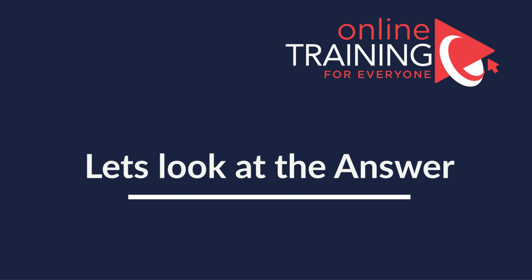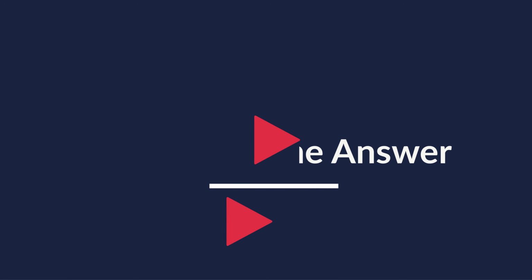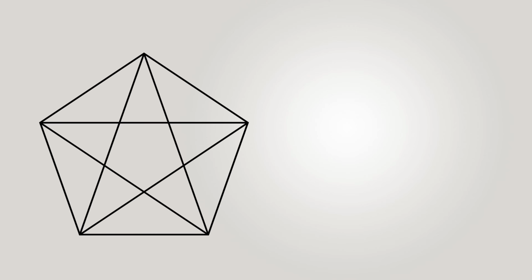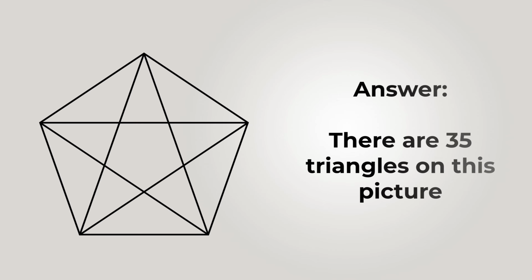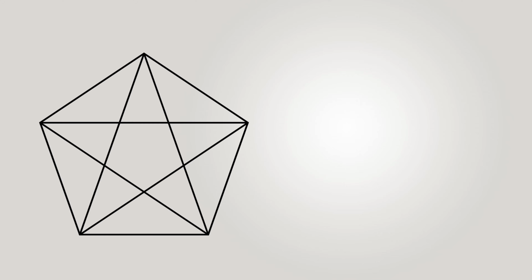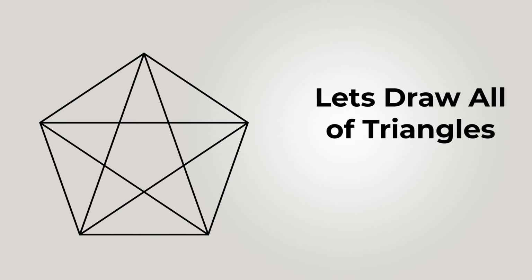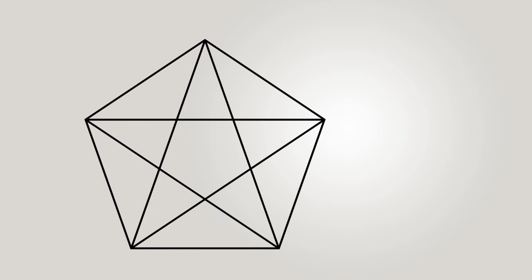It is mind-boggling, but there are 35 triangles here. Can you believe it? Certainly was a huge surprise to me as I was discovering them. Let me draw all of them for you. I will start by drawing small border triangles. There are 10 of them. Please count with me. 1, 2, 3, 4, 5, 6, 7, 8, 9, and 10.